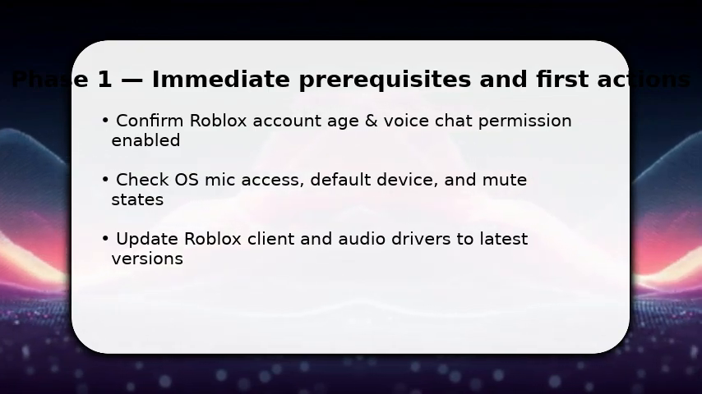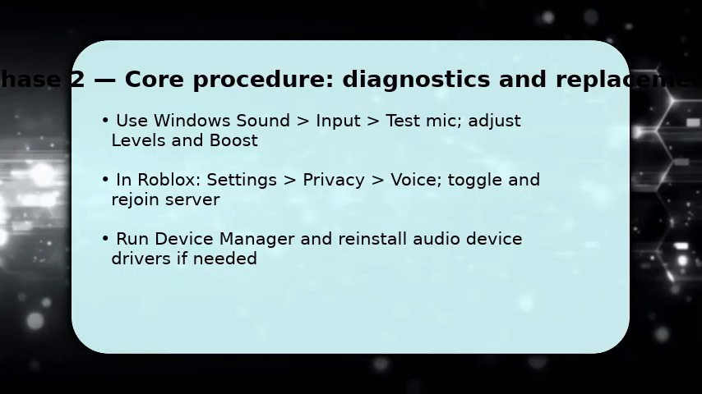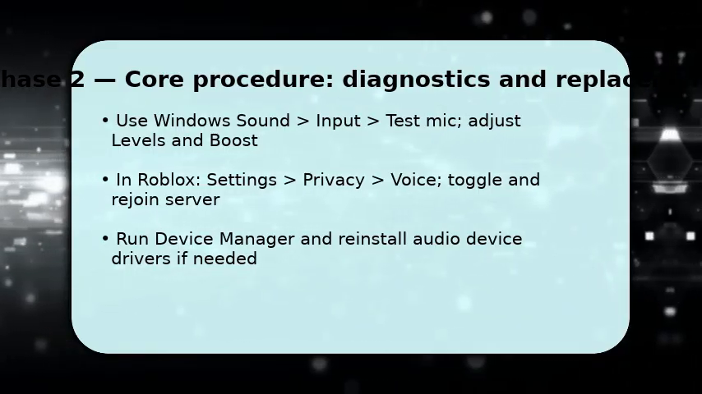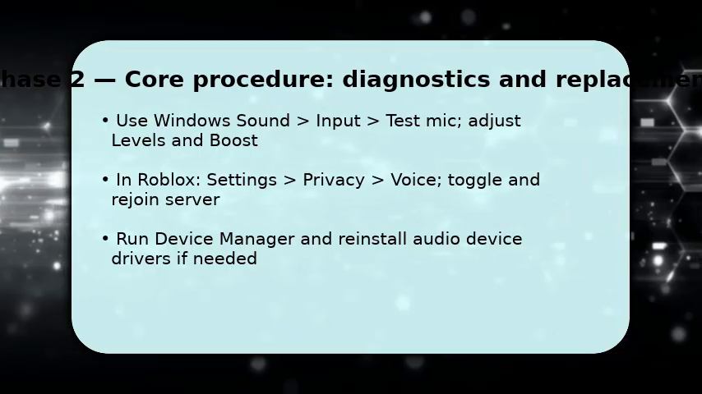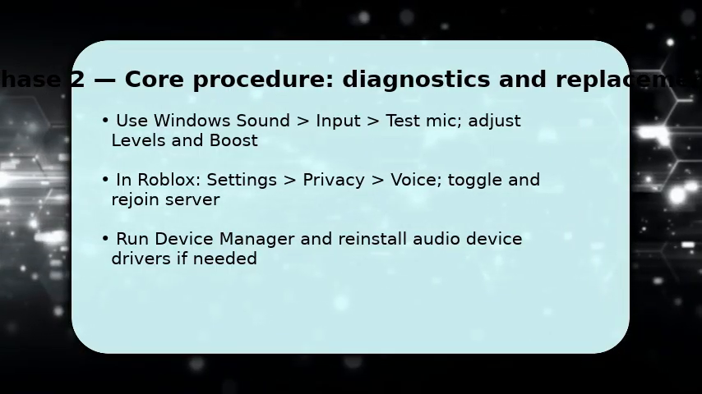Now you move into diagnostics and precise settings. Test your mic and system sound settings and watch the input meter while speaking, then adjust levels and boost to increase sensitivity. In Roblox, go to Settings, then Privacy or Voice and toggle voice chat off and on, then rejoin the game to refresh permissions.